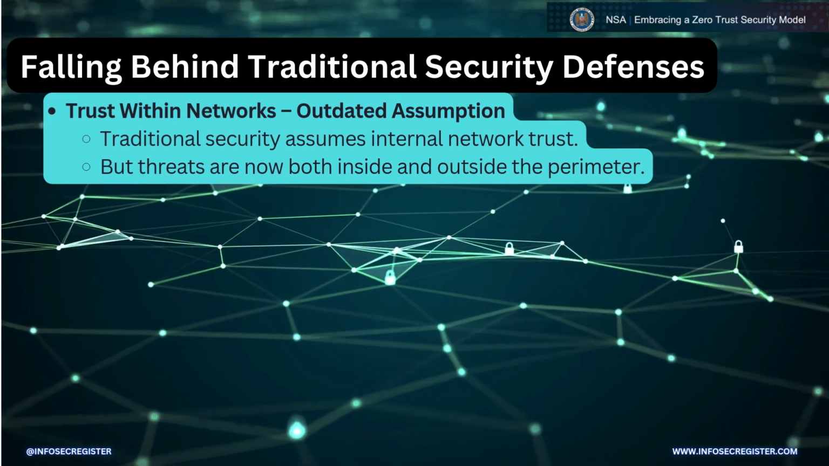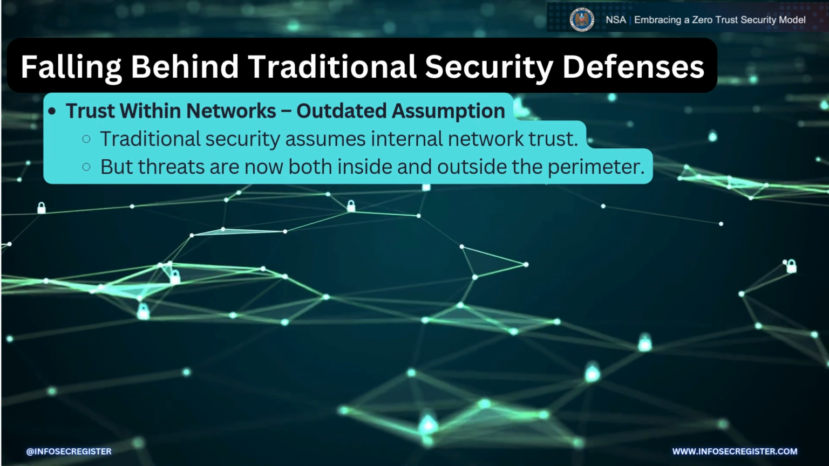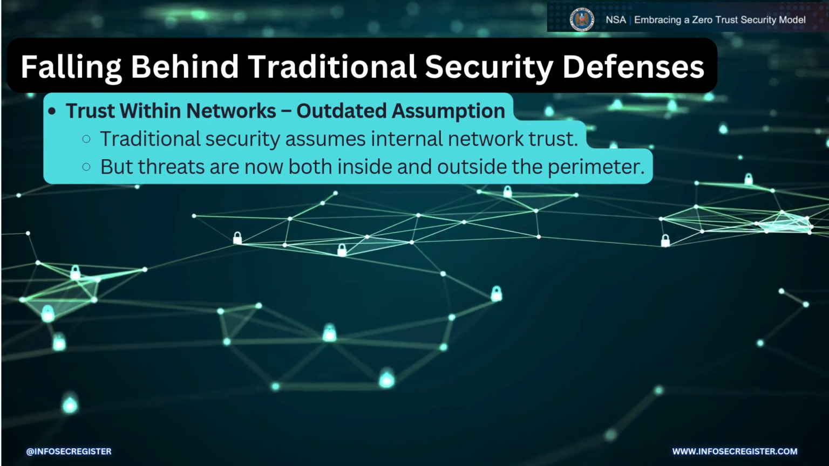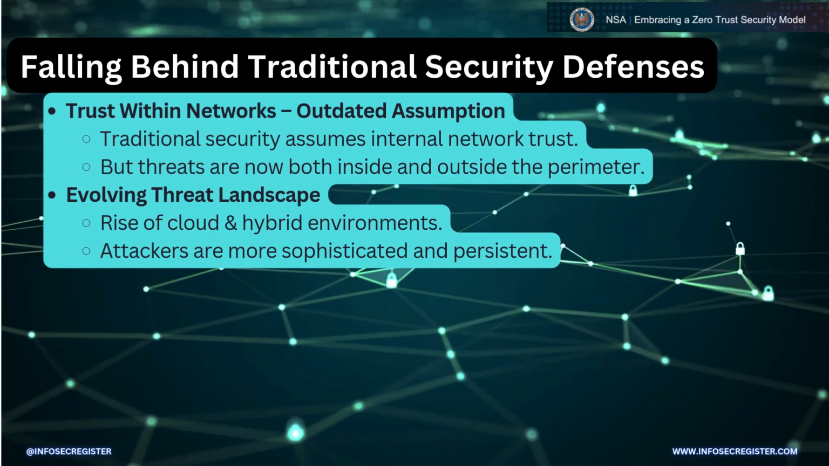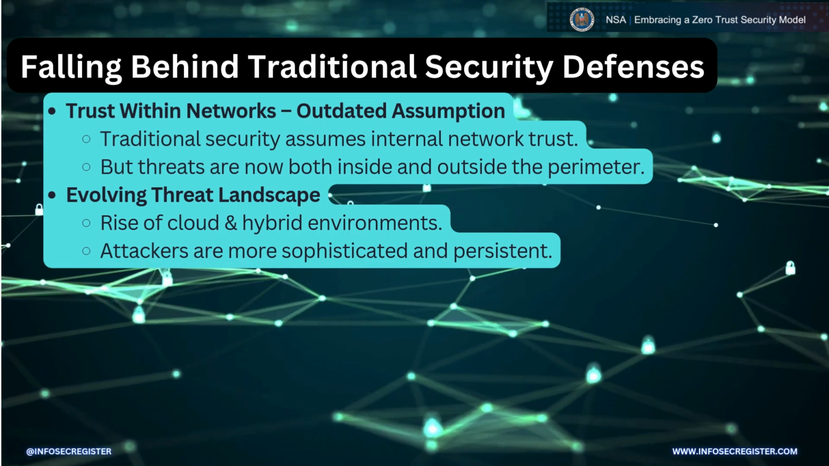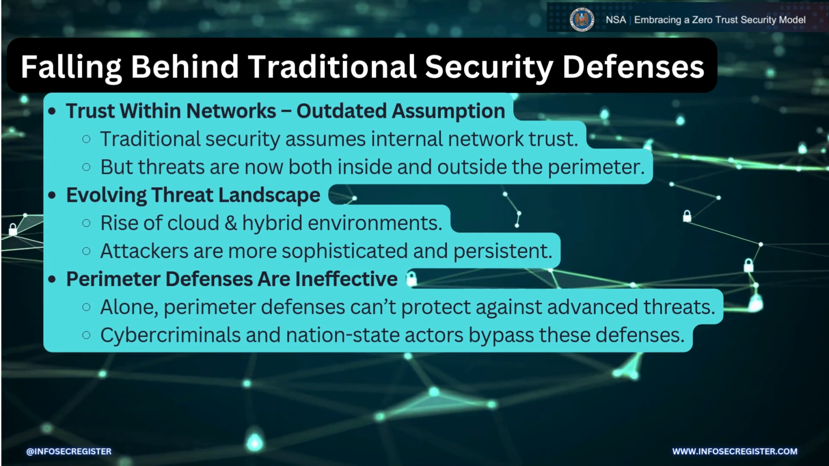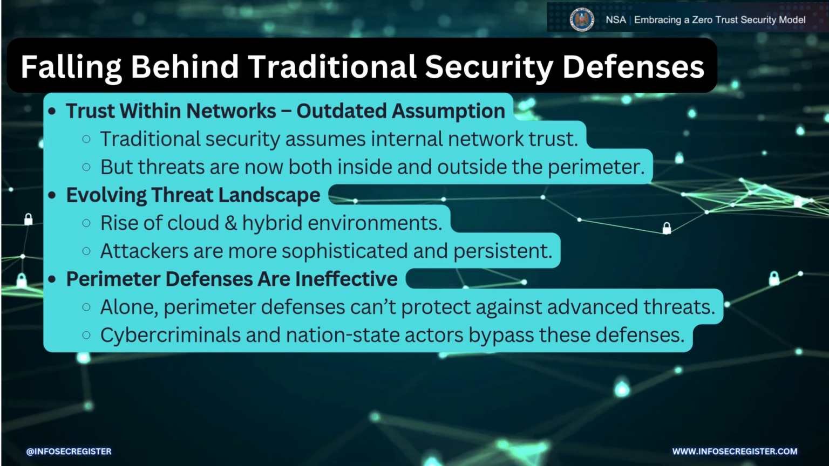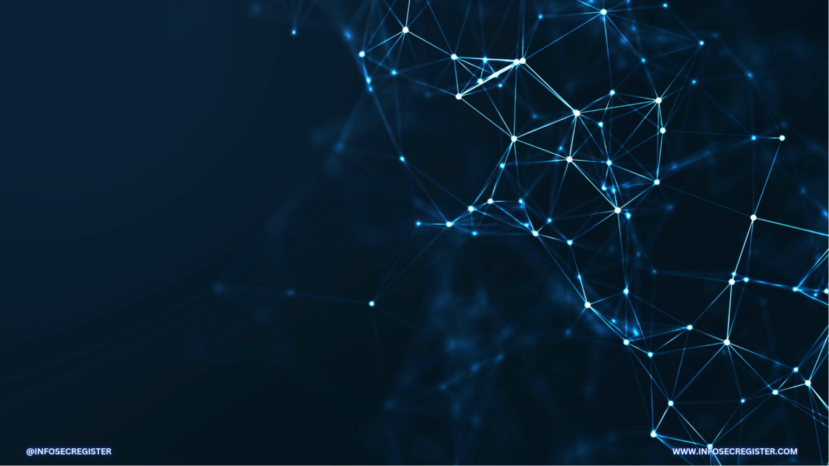Traditional defenses have long relied on the assumption that if something is within a network, it's trustworthy. But the reality is that threats exist both outside and inside network boundaries. The rapid expansion of cloud and hybrid environments, combined with more sophisticated and persistent adversaries, shows that perimeter defenses alone are no longer effective. Cybercriminals and even nation-state actors frequently bypass these defenses, threatening national and economic security.